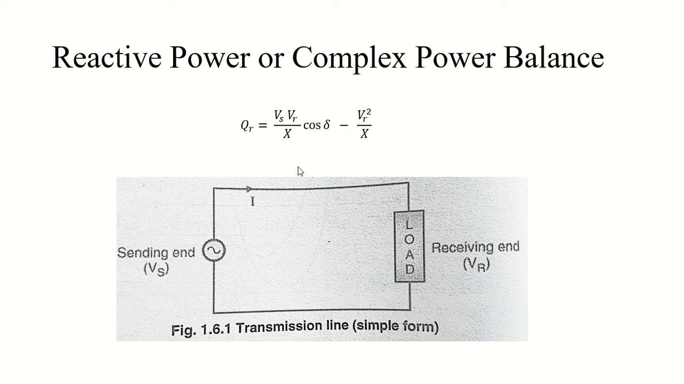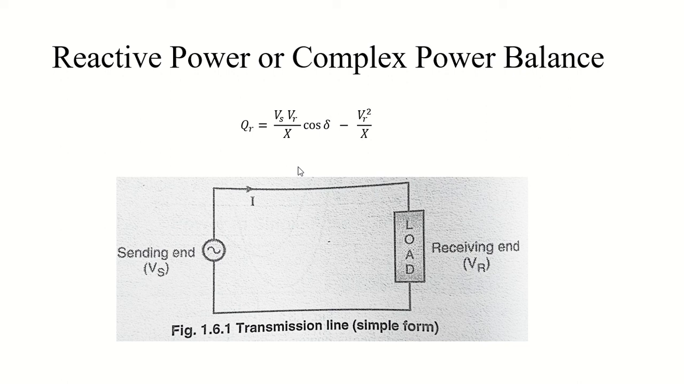Vs is nothing but the sending end voltage, Vr is the receiving end voltage. X is the reactance of my transmission line, because we are taking the transmission line model here, and delta is the angle between V and I. So the receiving end reactive power is given by QR, and here is the formula of that.